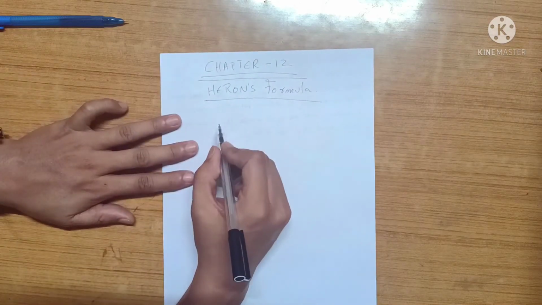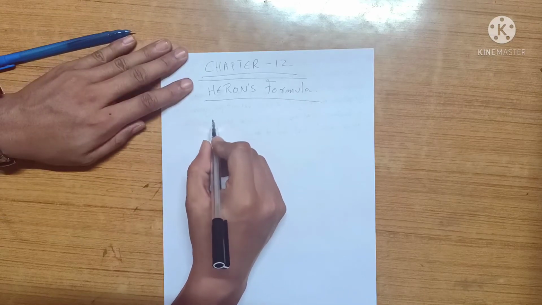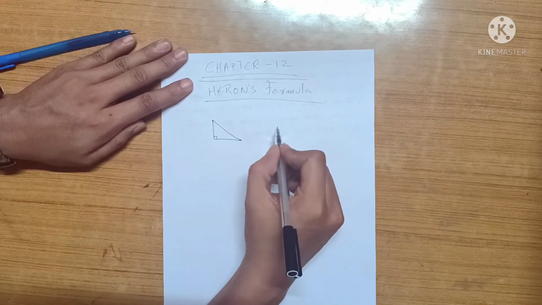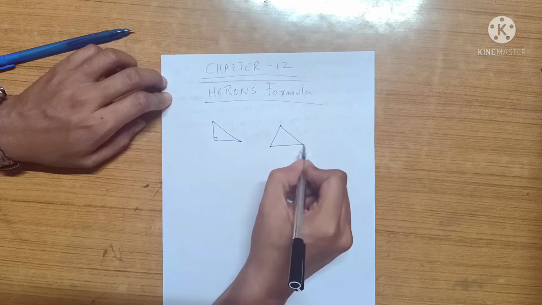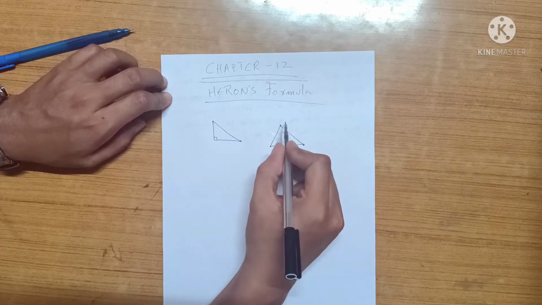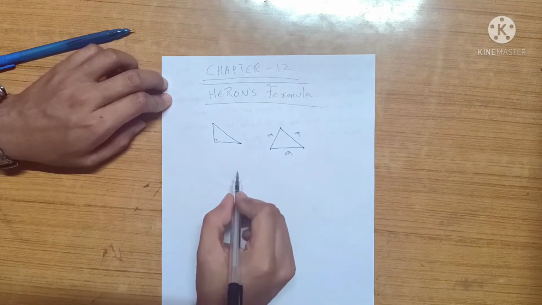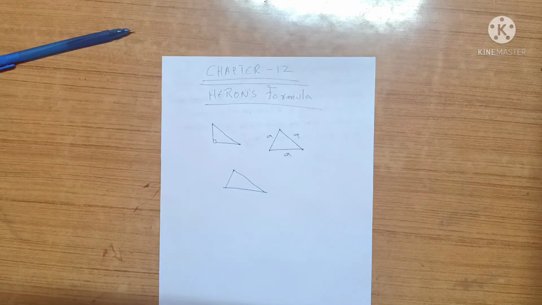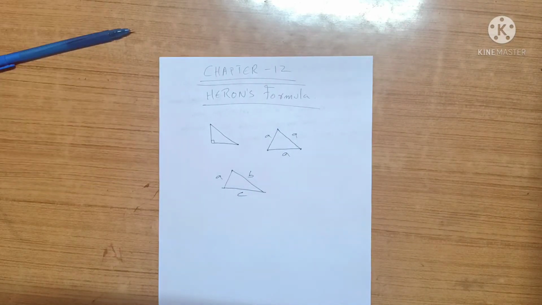First thing, for any triangle, there's a right angle triangle, an equilateral triangle, which means all the sides are equal. A right angle triangle has a 90 degree angle, you already know that. And a scalene triangle, or any other triangle where the sides are different. Scalene triangle, let's say.